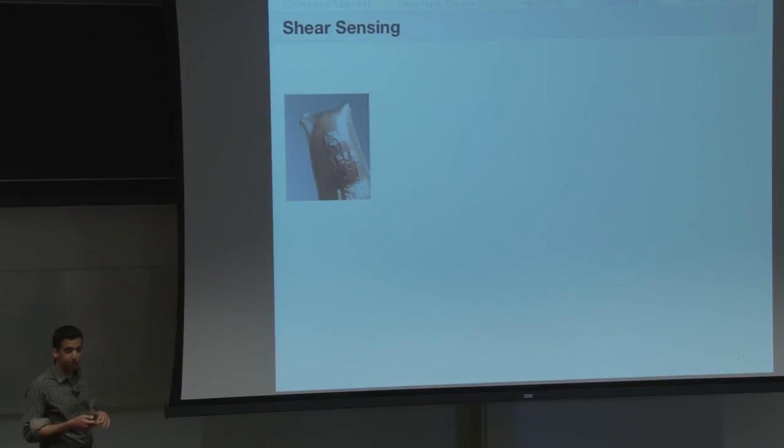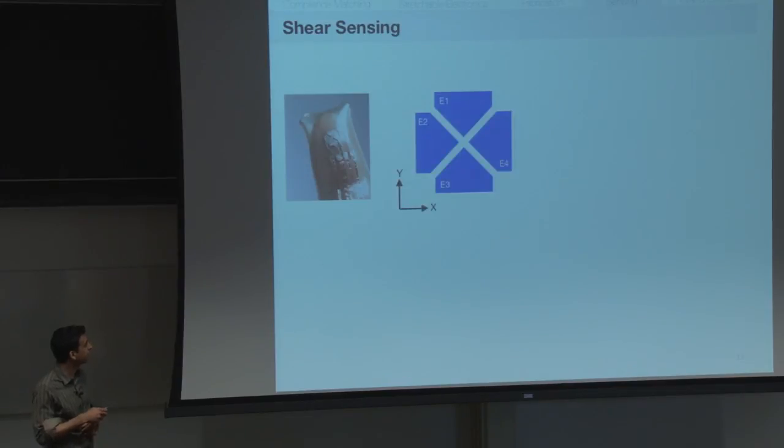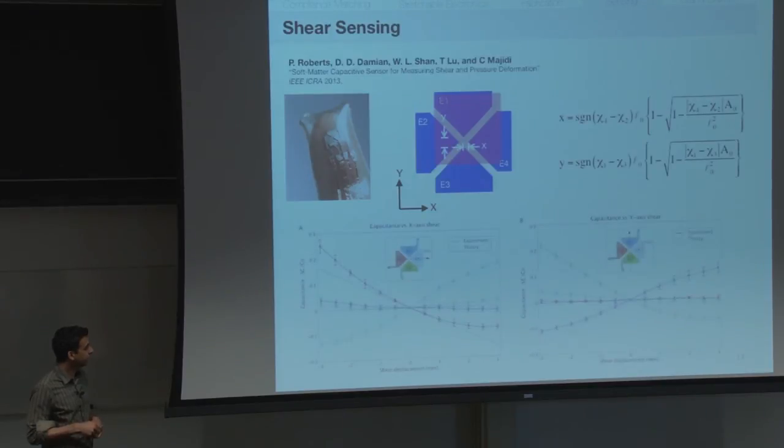So the idea is you could have this combined pressure and shear sensor on your fingertip. This design is composed of four electrodes that share a common ground or capacitive electrode, and we can independently measure shear strains and also pressure.